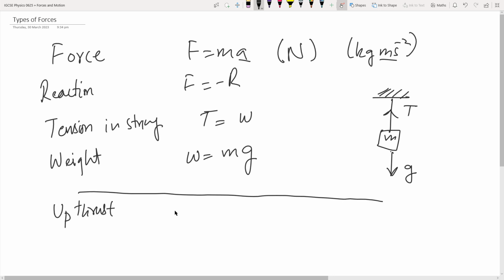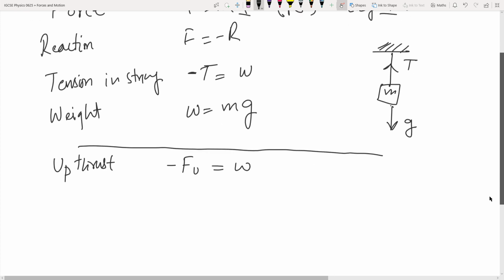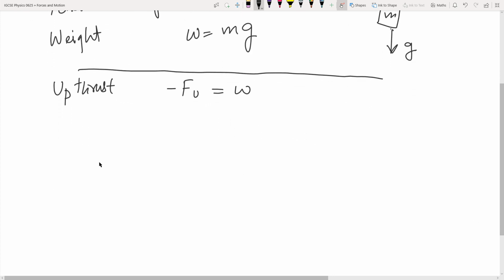Which is a very odd example. This is also a reaction. Over here I must also put a negative sign. The tension is actually opposite to the weight, and upthrust, Fu, is also opposite to the weight. And here I'm going to discuss a few cases. If upthrust is greater than weight, then the object must lift up.